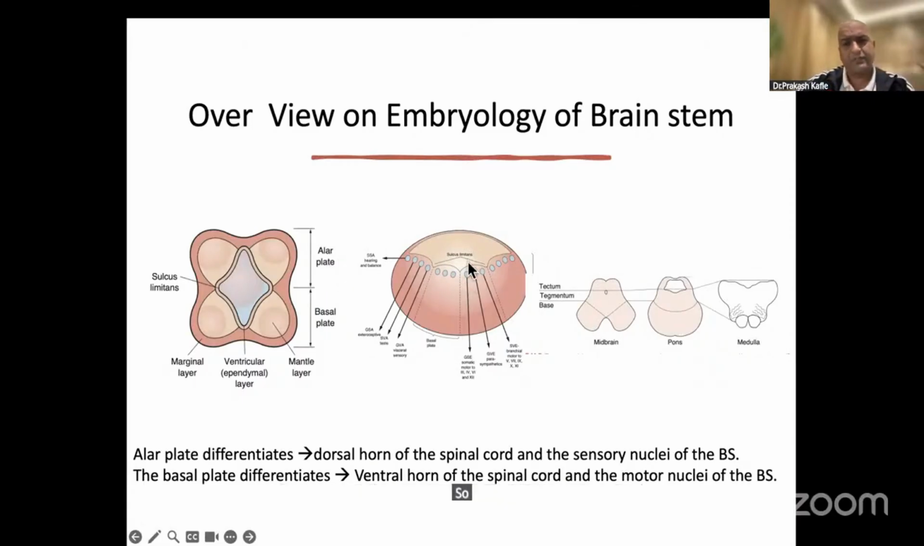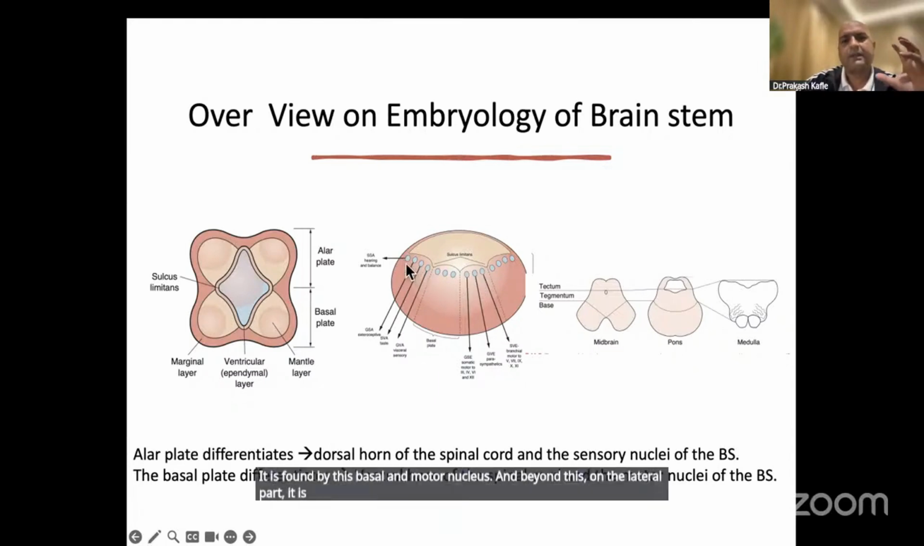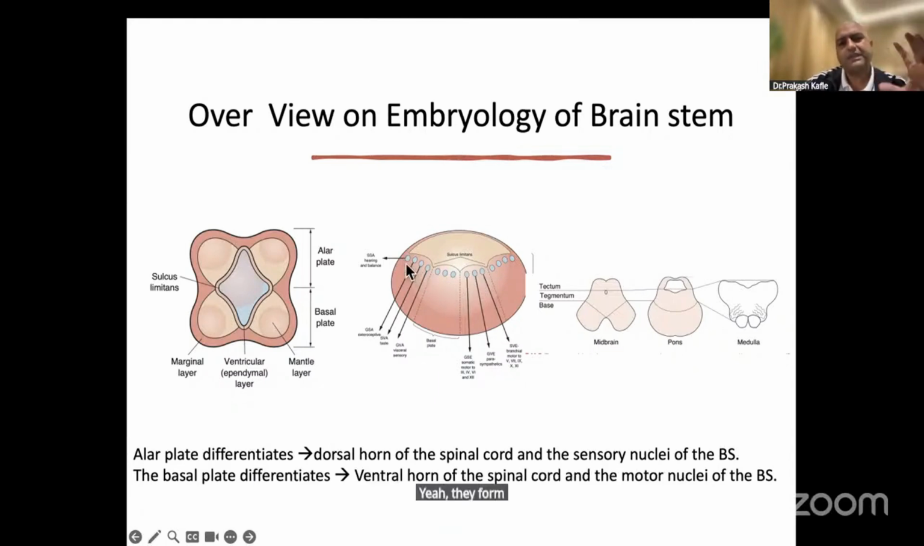So you see here, this is the midline and this is the sulcus limitans. During development, this area is formed by the basal motor nuclei, and beyond this, on the lateral part, they form the sensory nuclei. So this is the alar part and this is the basal part.